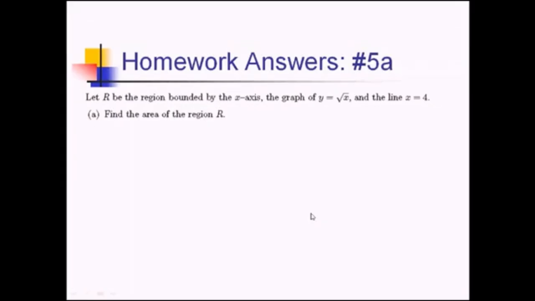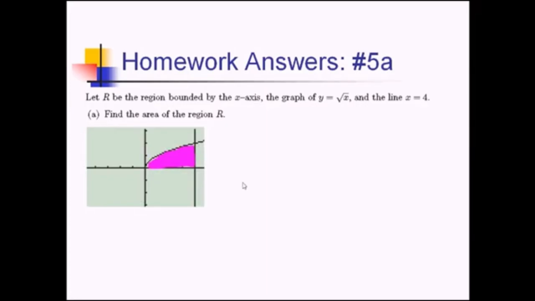On this no calculator free response, they're telling us R is a region bounded by the x-axis, the square root of x, and the line x equals 4. So although this is a no calculator question, you could pretty quickly graph these out. Here's a rough sketch of what all this looks like. So here's this R region.